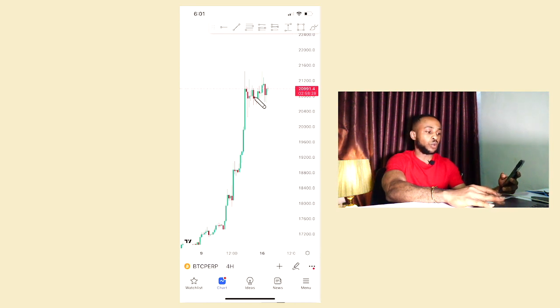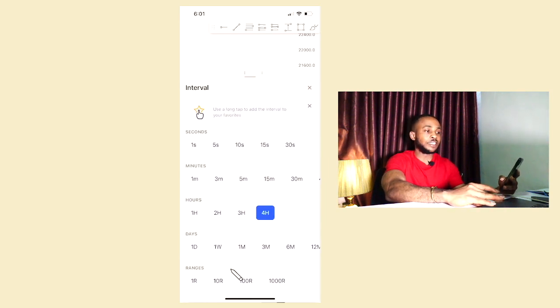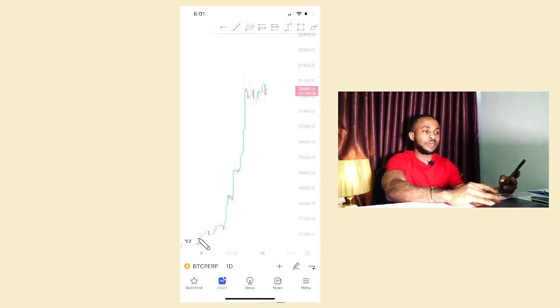That is one. Secondly, we have different time frames. As you can see below, we have the 4-hour time frame. We can click on it and change the time frame. We have 1 second, 1 minute, 1 hour, 1 day, 1 week, 3 hours, and all. You can switch here to 1 day, and as you can see, we're switching to the daily time frame.